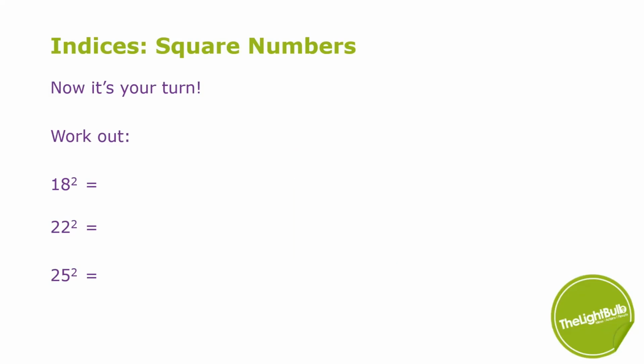Okay, so that's your time. So how did you do? Well, the answer to 18 squared is 324. The answer to 22 squared is 484. And the answer to 25 squared is 625. Okay, if you got those right, well done.